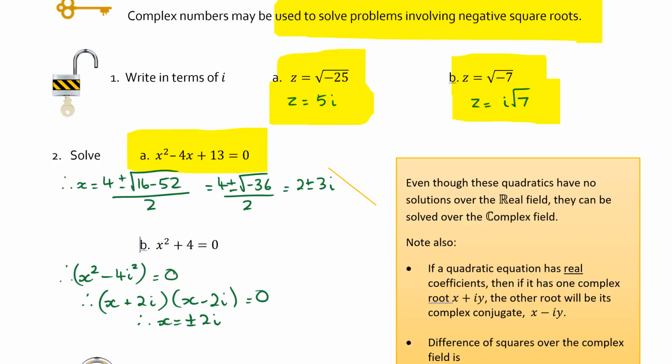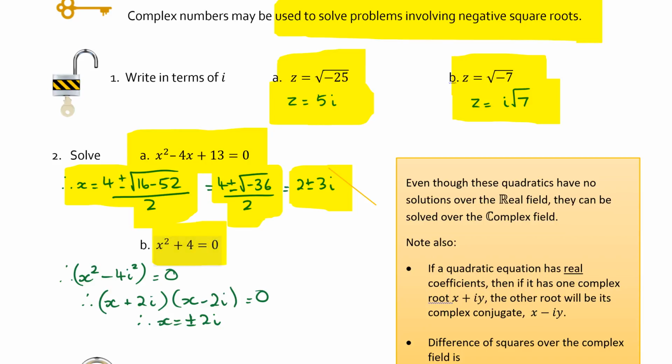So we can use our quadratic formula. When we plug into our quadratic formula and we get a negative discriminant, that negative discriminant can then be simplified. So our discriminant is the square root of minus 36, which is of course root 36 times root minus 1, and root 36 is 6, so we would have 4 plus or minus 6i on 2, and then we divide through by our common factor of 2 to get 2 plus or minus 3i.